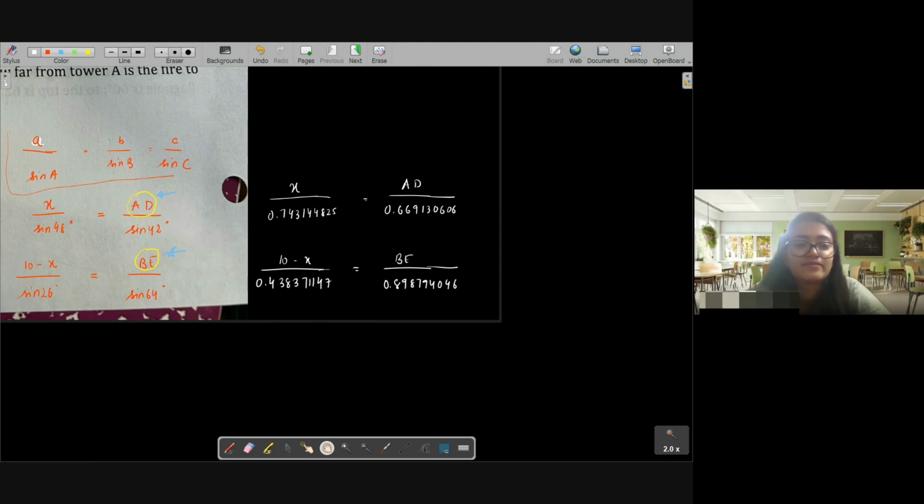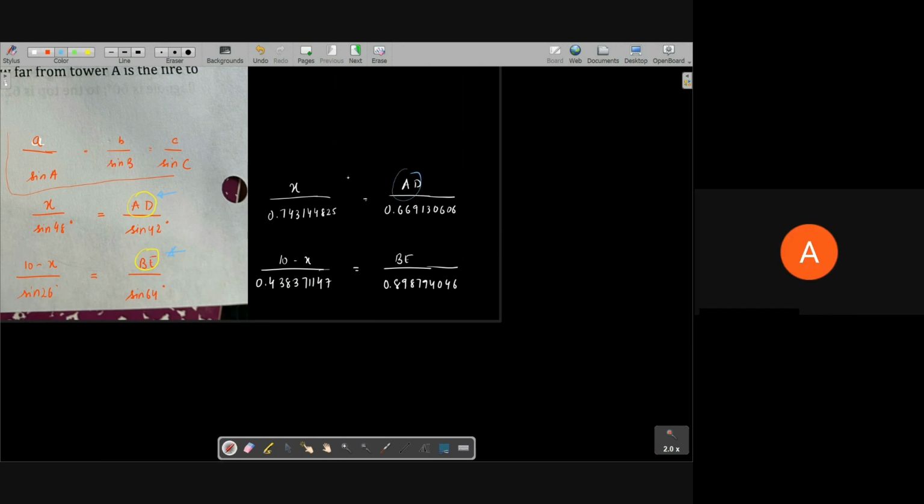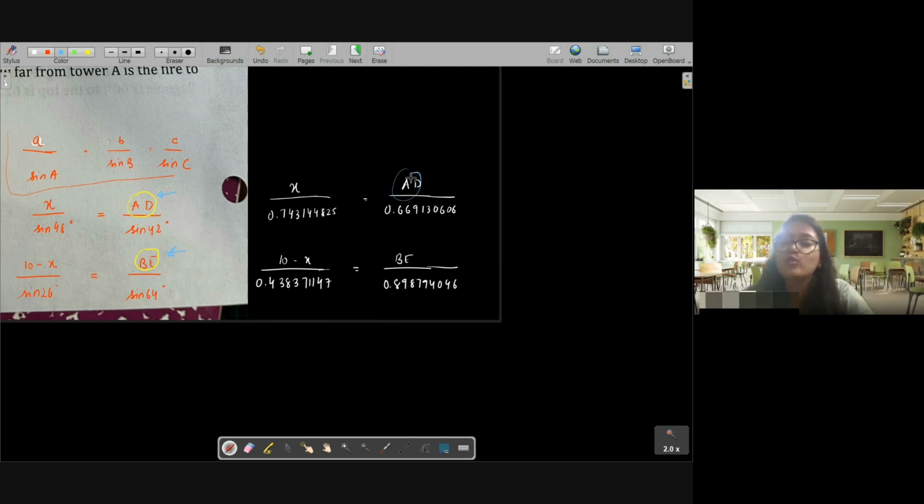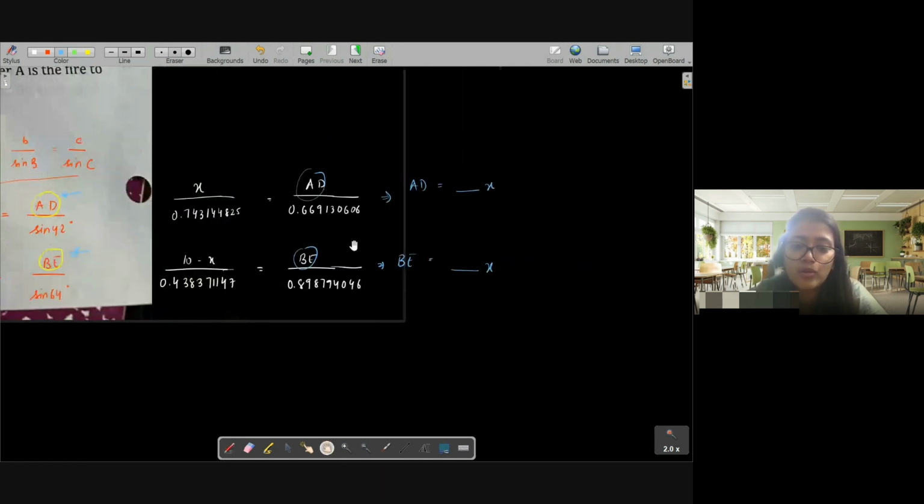Okay. But you understood this, right? From here, you solve for AD. How would you solve for AD if there are two variables? Yes, you don't solve for AD, you find out AD in terms of x. From here, you'll get the value of AD in terms of x. And from here as well, you'll get the value of BE in terms of x. And then you equate both of them because AD is equal to BE. So whatever this is equal to this. And from that equation, you'll get the value of x.